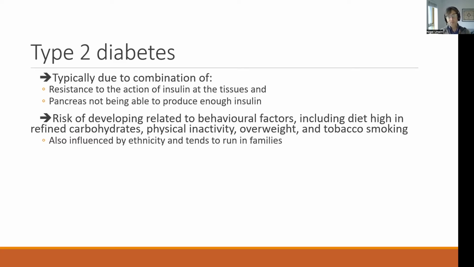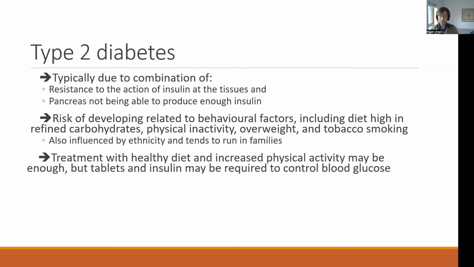It's also influenced by ethnicity, so there are differences between ethnic groups. The video mentioned people of South Asian origin, and people of African Caribbean origin are also at a higher risk compared to people of European origin, for example, of developing type 2 diabetes. And it does tend to run in families. If you have a strong family history, a first-degree relative, then you may be more susceptible to these behavioral factors leading to type 2 diabetes.